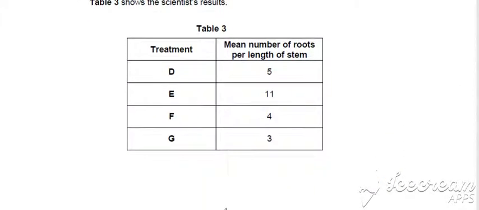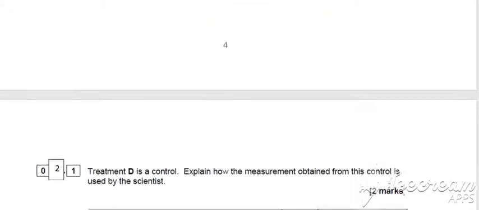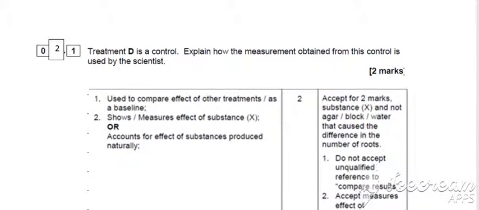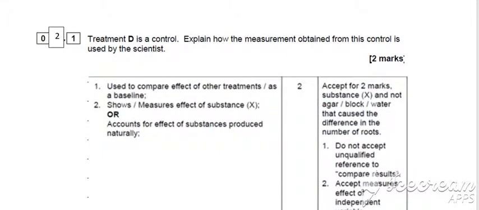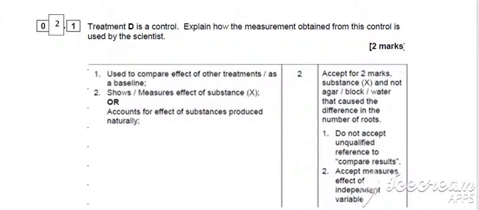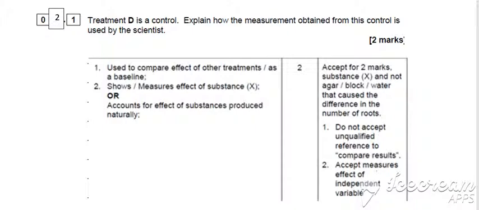And we're given the mean number of roots per length of stem after each of those treatments. So our question would like us to explain that treatment D is a control, and explain how the measurement obtained from this control is used by scientists.